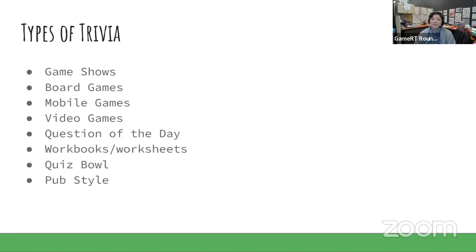And you can even just have as simple as a question of the day up where people can look and see a trivia fact that they can learn, or workbooks and worksheets that they can take home and play. And then, of course, the more competitive and delightful variant of trivia, which is quiz bowls, and kind of the one we're talking about specifically today, pub-style trivia, which is a little easier to format for the library and the style that we're going to share with you later in the session.